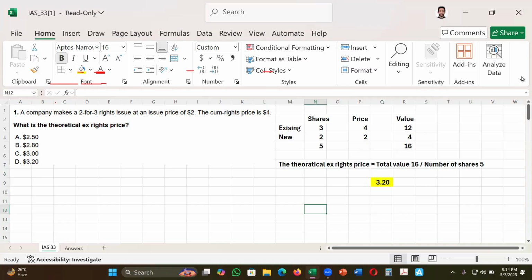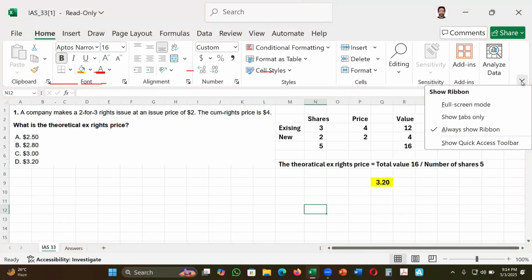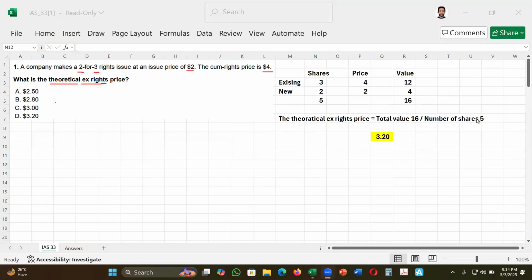Yes, students, are we done? Yes, sir. Very good, very good. So let's see. Okay, there is a message. Excellent. So I hope you understand the concept behind allotting the rights issues. And let's see.